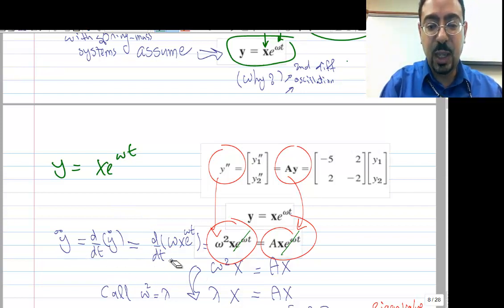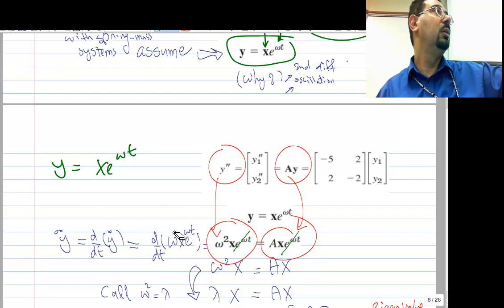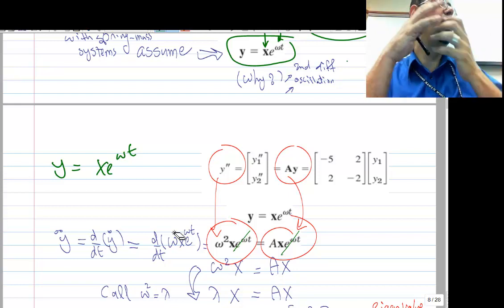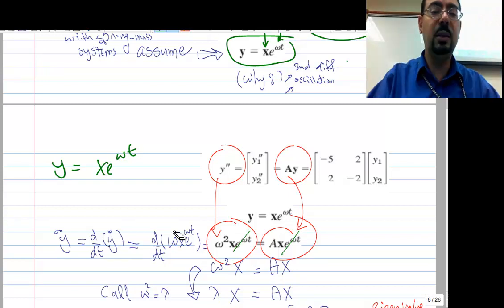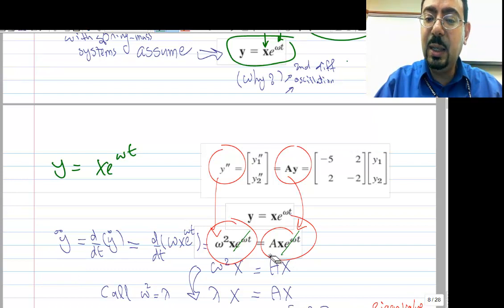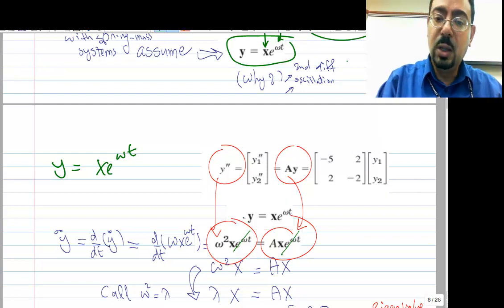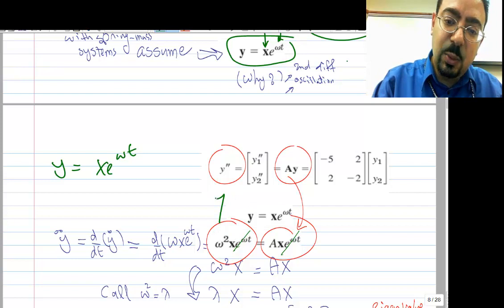So differentiating it twice will result in omega squared x e to the omega t. Why is x not doing anything in differentiation? That's a constant, just like omega is constant. So differentiating it doesn't do anything. So the second derivative is going to be omega squared x multiplied by the same exponent. This is basically what will go here.